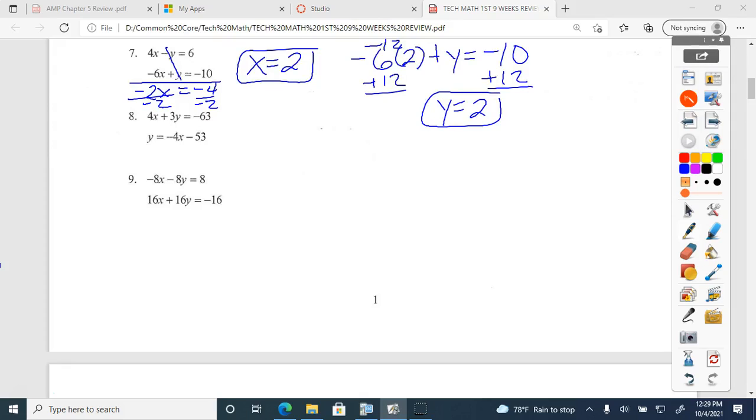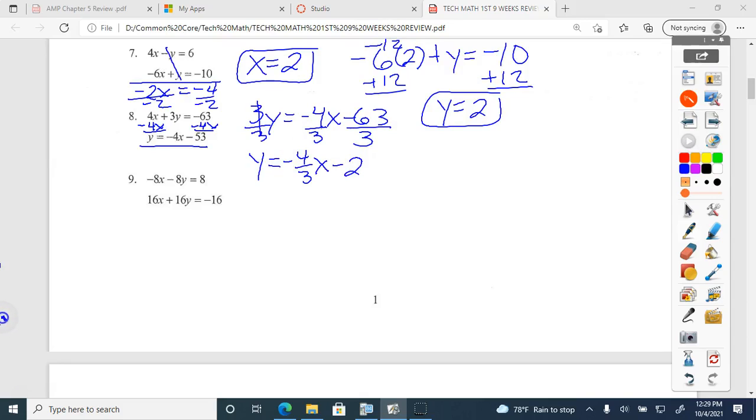Bless you. Thank you. Number 8. You got to move stuff around. You can do substitution. However, I think it's probably going to be quicker to solve the top one for y and then just graph them. So this one's all ready to plug in. This one though, I need to move my 4x over. So 3y equals -4x minus 63. Divide by 3. So y is -4/3 x minus 21.